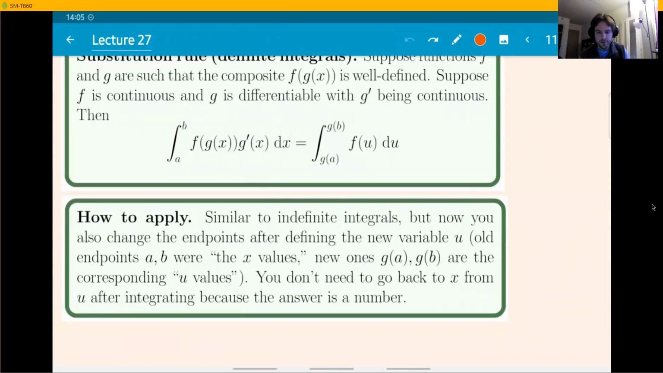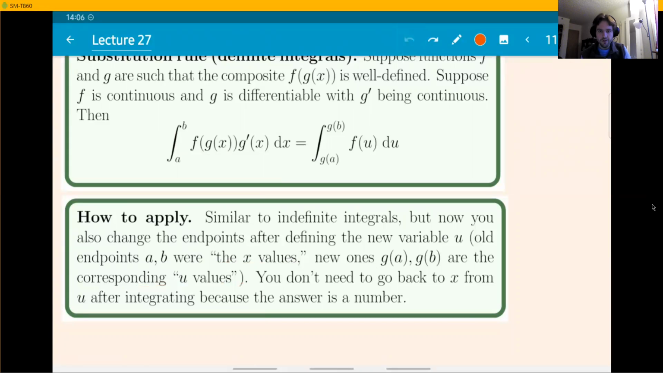So how do we apply it? It's similar to indefinite integrals in the way that you recognize that you need it. It's basically the same. You're still going to do this procedure of the symbolic change between dx and du. But now you're also going to need to change the endpoints. After defining the new variable, it's going to work like this. The old endpoints a and b, you think of them as the x values. They're getting replaced with new values, g of a, g of b, which are the corresponding u values. So we'll see examples of this.